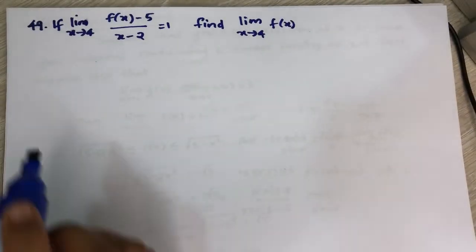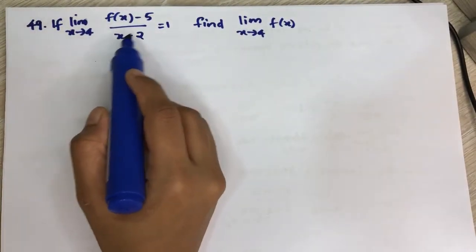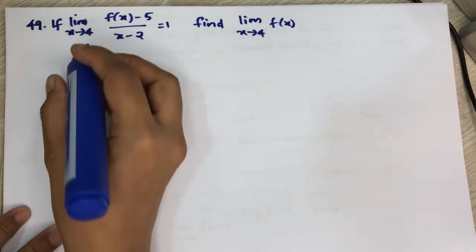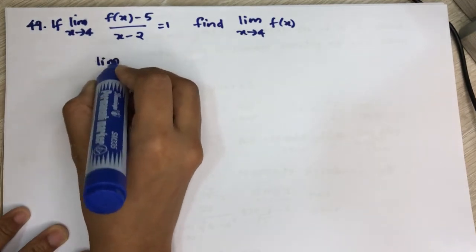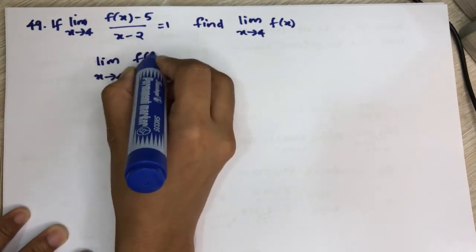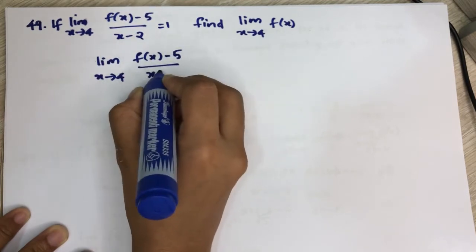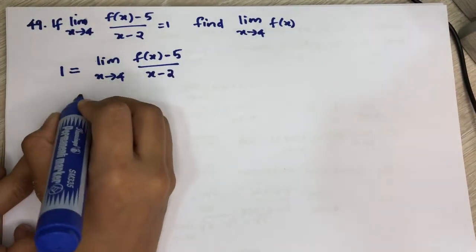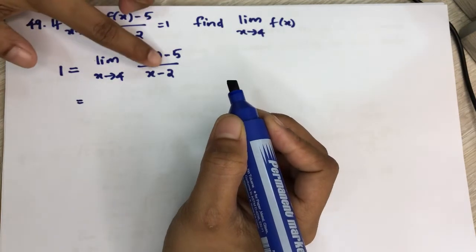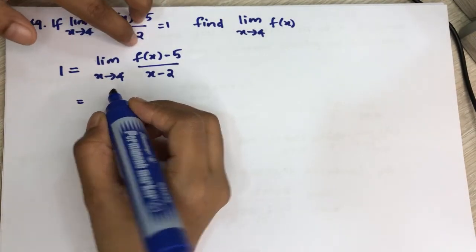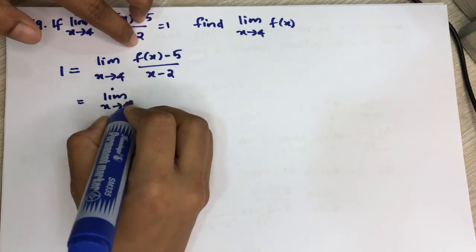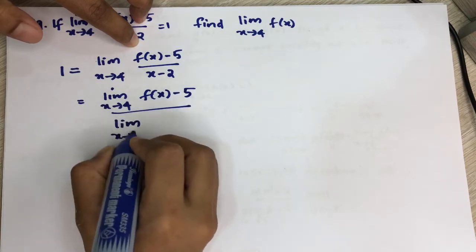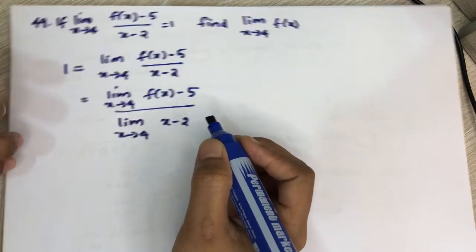Next question. If limit x tend to 4, f of x minus 5 by x minus 2 equal to 1, find limit x tend to 4, f of x. Here given limit x tend to 4, f of x minus 5 by x minus 2 is equal to 1. We can expand this limit. Limit x tend to 4, f of x minus 5 by x minus 2 is, just applying quotient rule, we get limit x tend to 4, f of x minus 5 by limit x tend to 4, x minus 2.